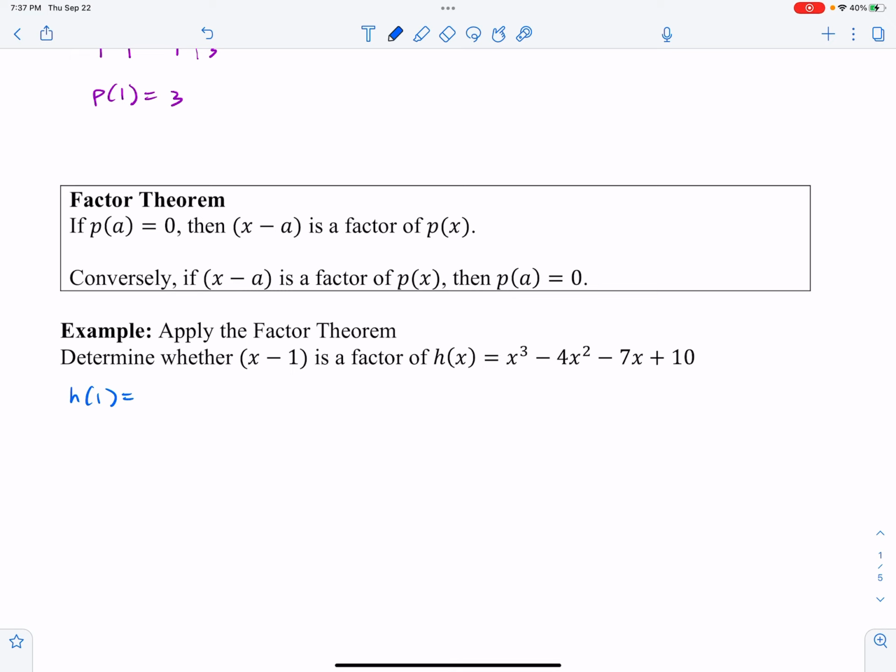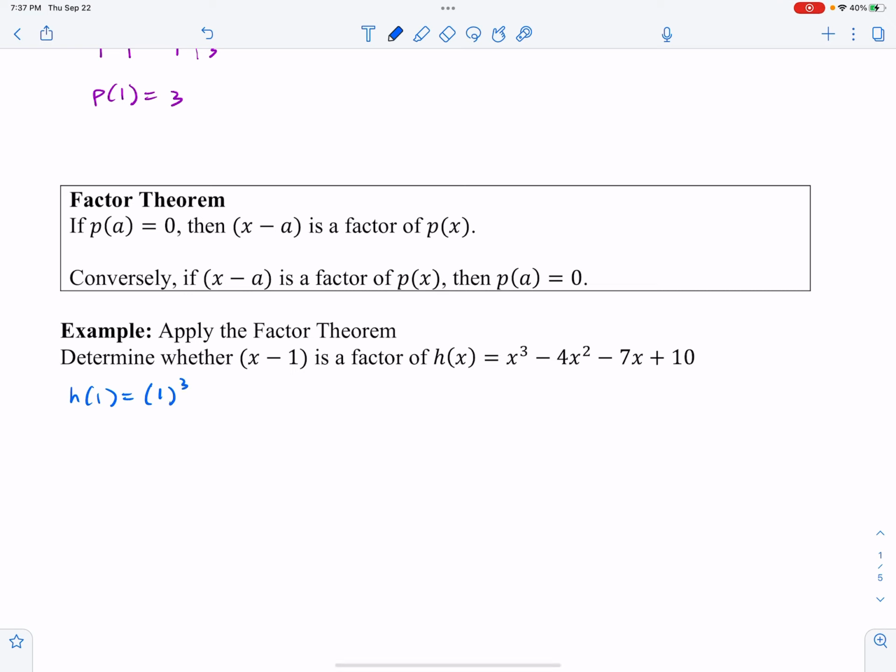Or that's what the factor theorem says, right? So if h of 1 is equal to 0, then x minus 1 is a factor. That doesn't tell us what times x minus 1 would be equal to h of x. You have to actually do the division. But it is helpful to know that x minus 1 is a factor and 1 is a zero, if, in fact, our remainder ends up being 0, or h of 1 ends up being 0.